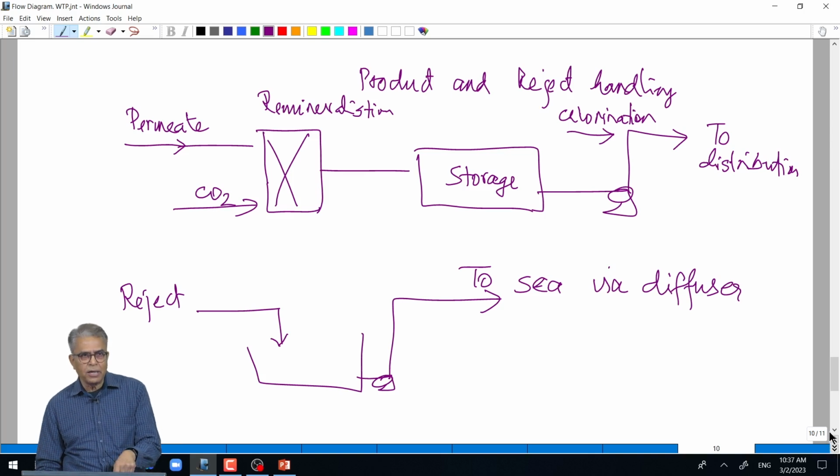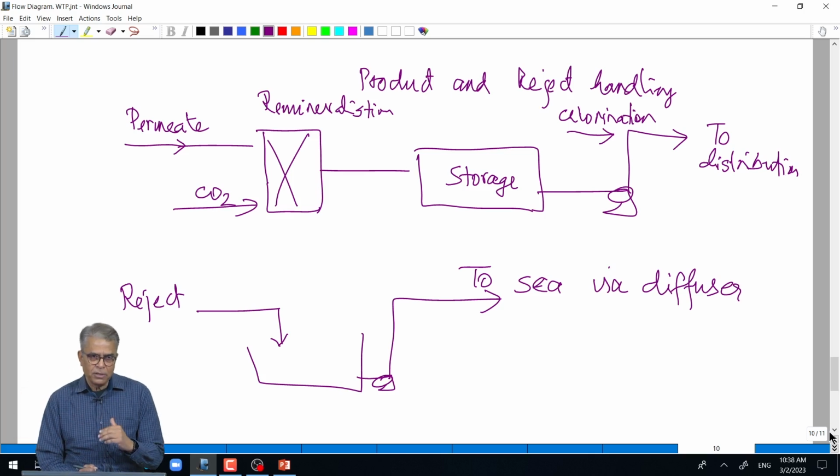So you remineralize it: just take limestone treatment, allow it to pass through a limestone bed, and it will pick up a little bit of calcium, because the calcium and magnesium are completely removed in the RO plant. To some extent a little bit of calcium and magnesium is required. You saw that the IS 10500 water specification specifies some maximum, but 0 is not accepted. So there is some remineralization, storage, again chlorination, and then pumping it out to wherever it is needed.